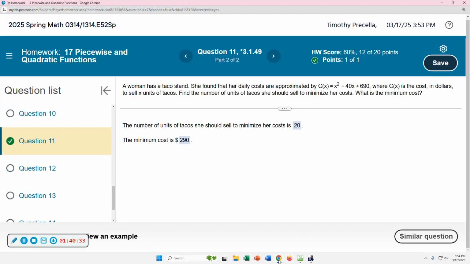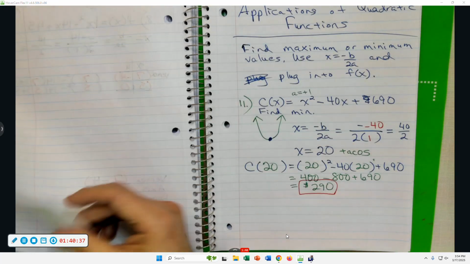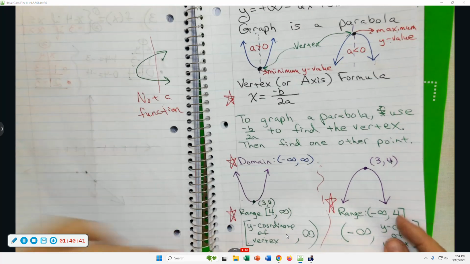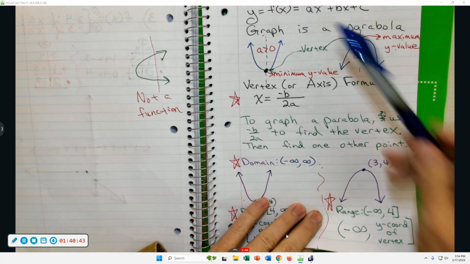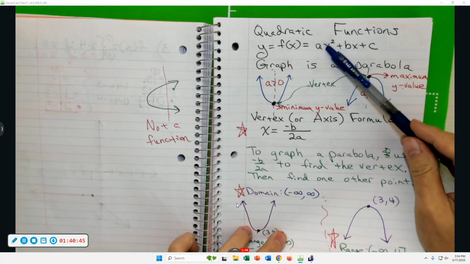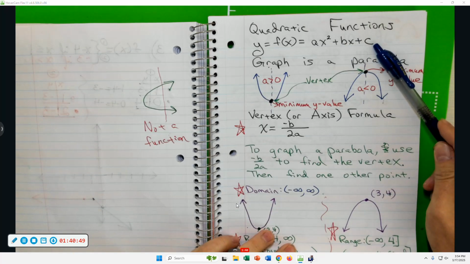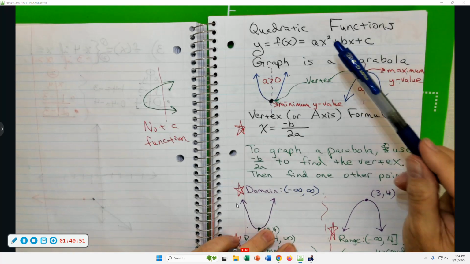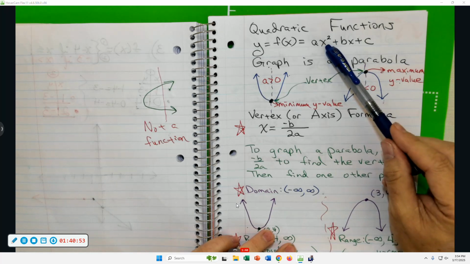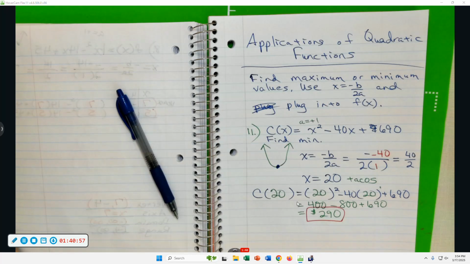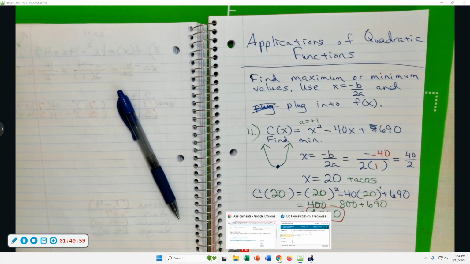Realize the way we identified a, b, and c when we defined quadratic functions. Remember we said that a is the number in front of x squared, b is the number in front of x, and then the constant c. So keep in mind, a is the number in front of x squared, b is the number in front of x. So, number 12.